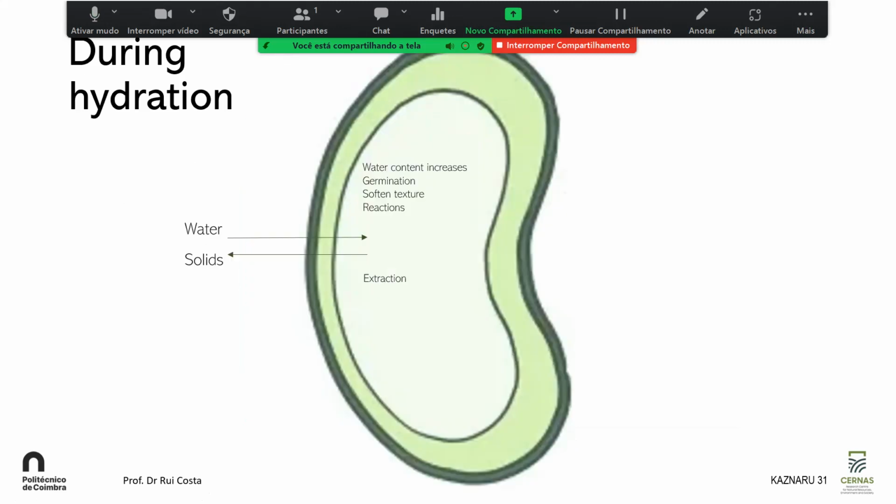Okay. So what happens during the hydration in soaking? Let's assume that is basically made with water. Water enters and solids leave. And so there is extraction of solids and there is uptake of water. Of course, the water content increases, then it can germinate if we leave it for a long time, and if the cells are not dead. It will soften the texture and it will cause some reactions.